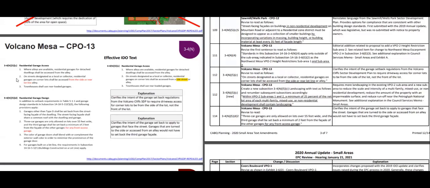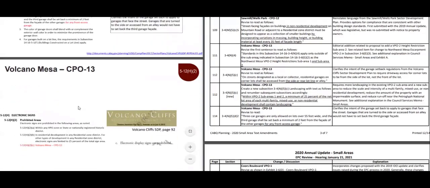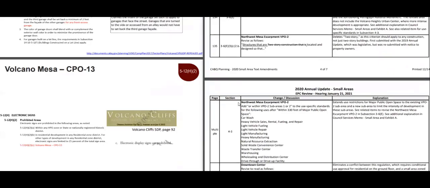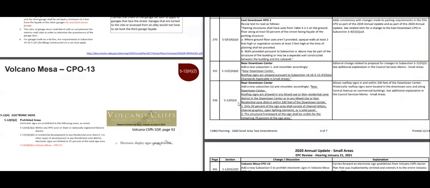It also reduces the amount of property that an impermeable surface is built on, and thereby reducing runoff, stormwater runoff towards the Petroglyph National Monument. There's more information about this in the Council Services Memo, small areas, and also in the Council presentation. With that, we've gone through all 4 changes to this sub area. No, there's one more, and this is in subsection 512.